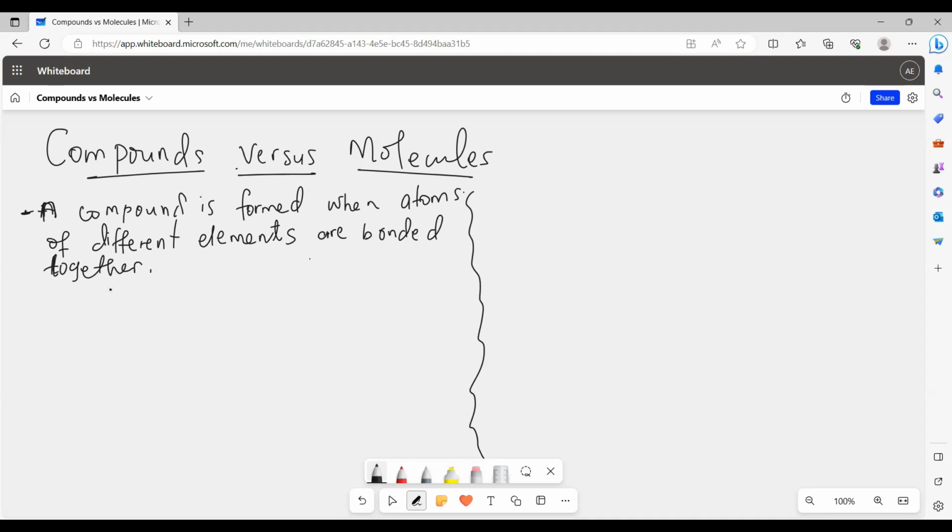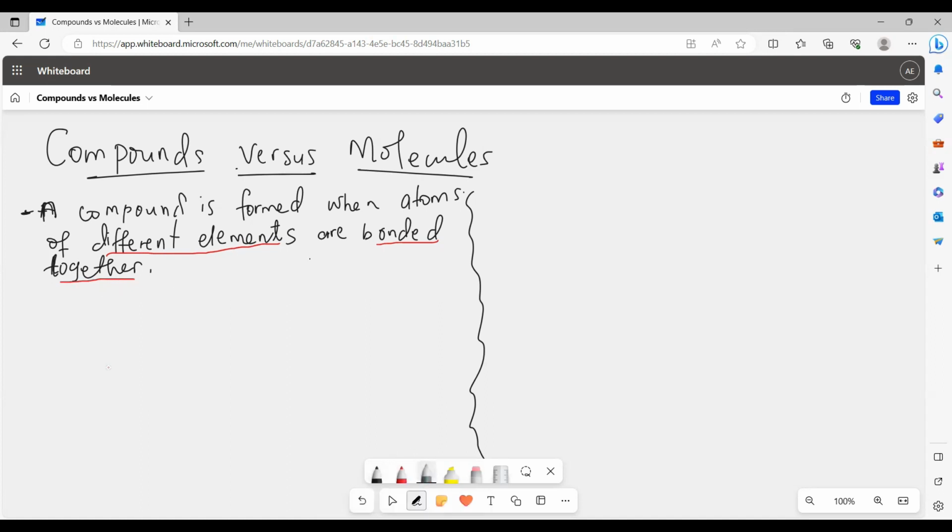That's it. Okay. Now, what are the keywords here? The keywords here are different elements as well as bonded together. So if we don't see these two words there, then you're going to get into trouble.